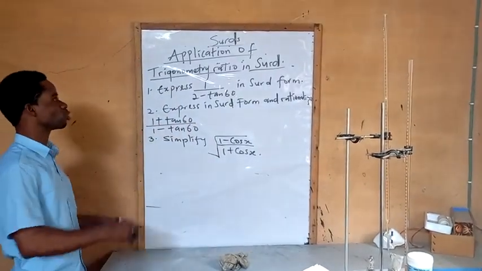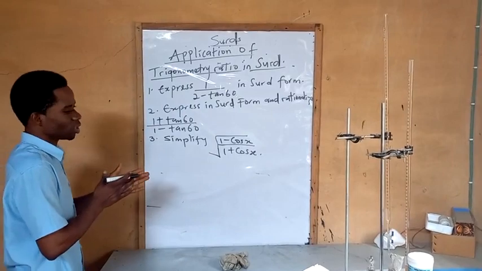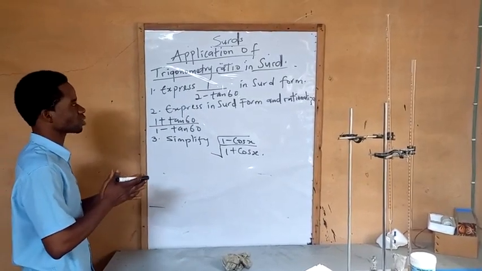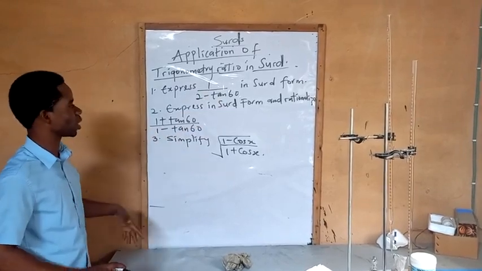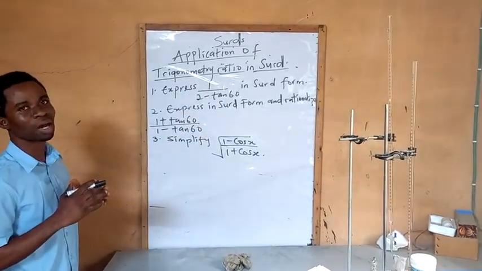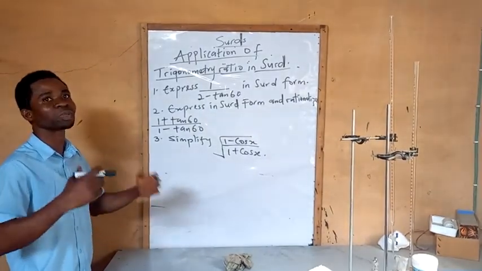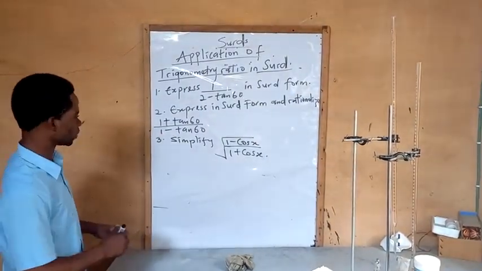Now, if you want to solve all of these things in surd, there are things we have to do. How to get all this tan 60, because this tan 60 that I'm talking about, you are not permitted to use calculator. They are under special angles. And how do we get there? Now, follow me.